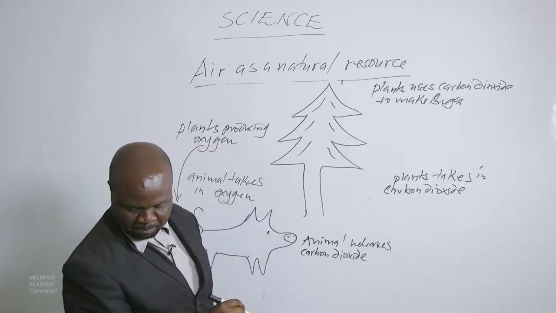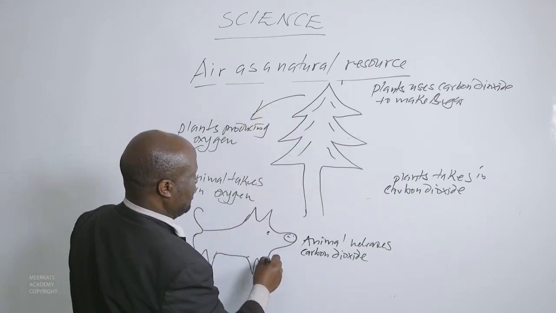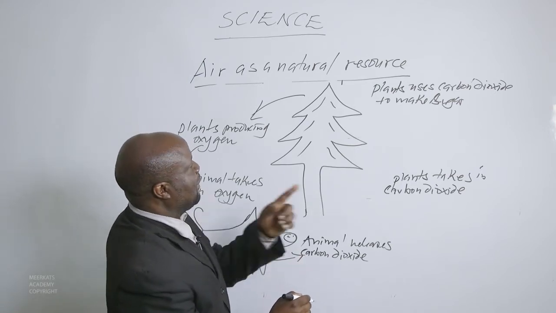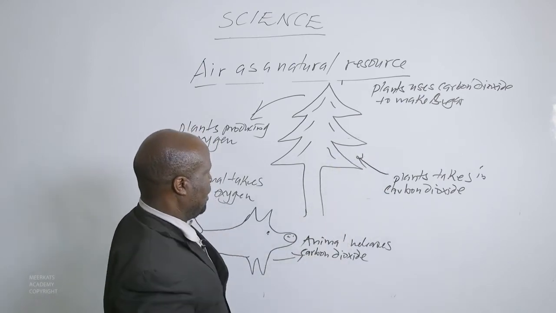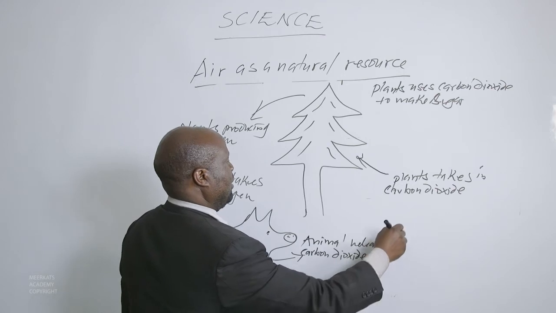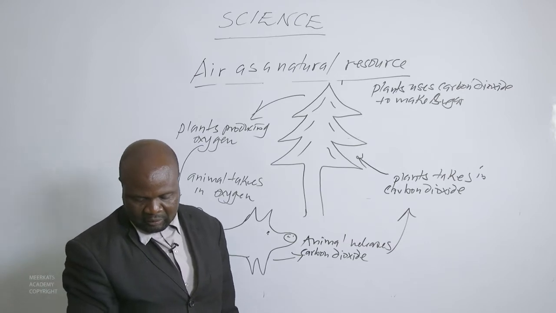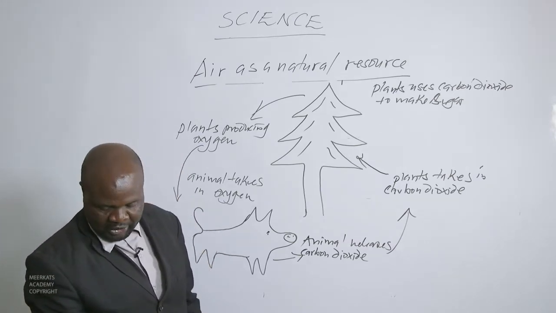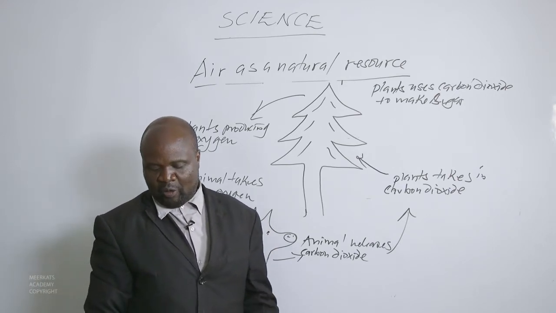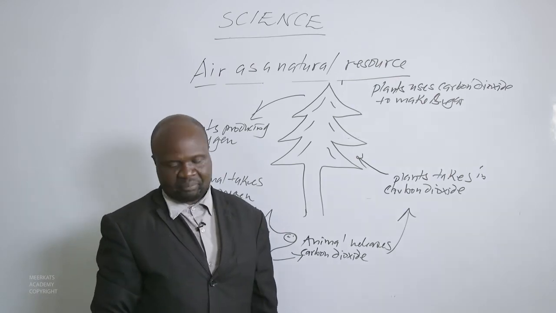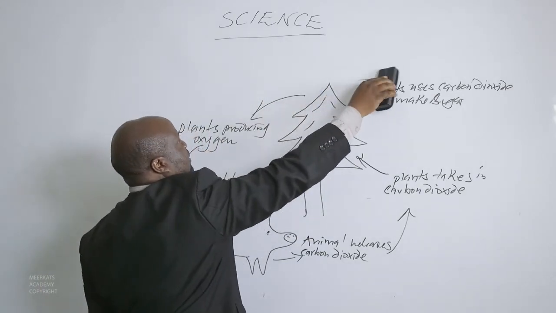So the plant is producing oxygen, an animal is producing carbon dioxide. Plants take in carbon dioxide. Plants use carbon dioxide. Animals release carbon dioxide, and that carbon dioxide is being used. What this diagram is simply showing is the cycle of oxygen and carbon dioxide.